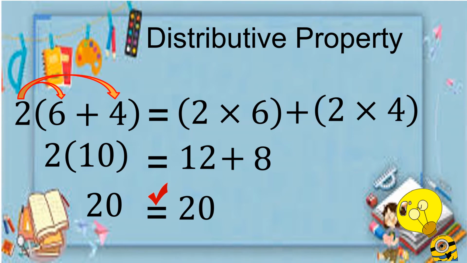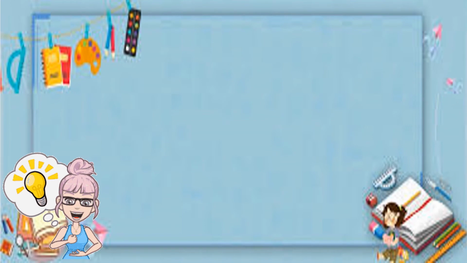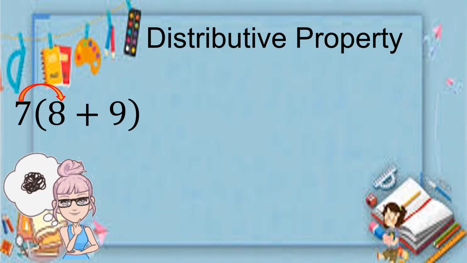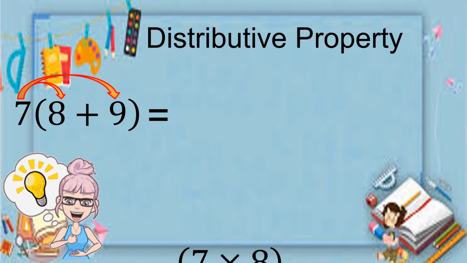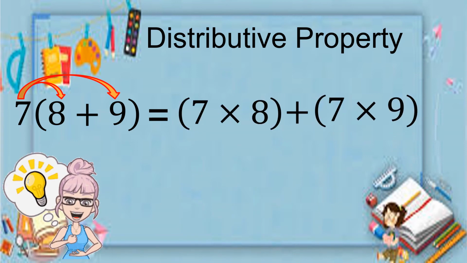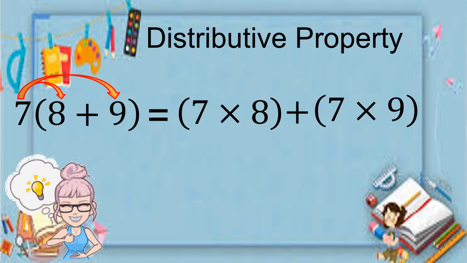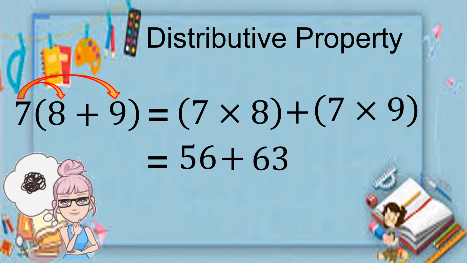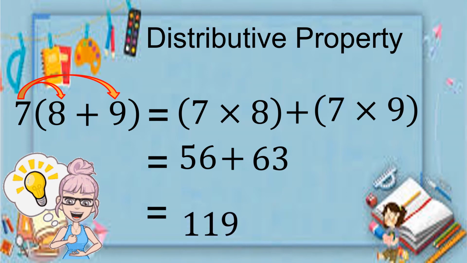Now let us have another example under distributive property. Supposing we have 7 times 8 plus 9, it is equal to 7 times 8 plus 7 times 9. What is 7 times 8? Correct. It is equal to 56. And what is 7 times 9? Correct. It is equal to 63. What is 56 plus 63? Very good. It is 119. So those are the examples under distributive property.